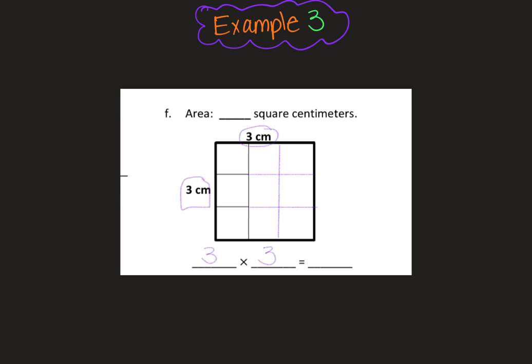And 3 times 3 gives us 9. Let's double check in our boxes. There's 1, 2, 3, 4, 5, 6, 7, 8, 9. So we have an area of 9 square centimeters.